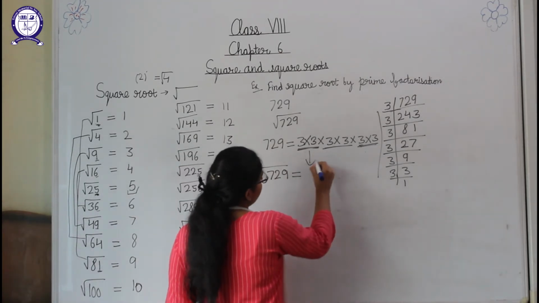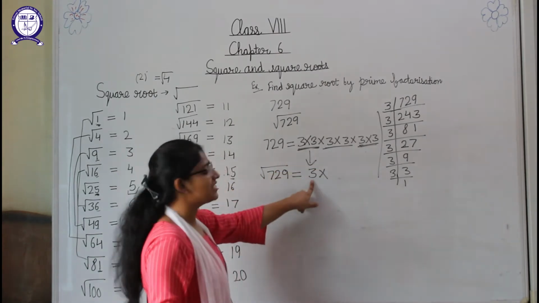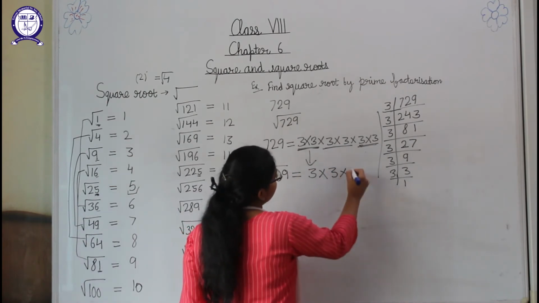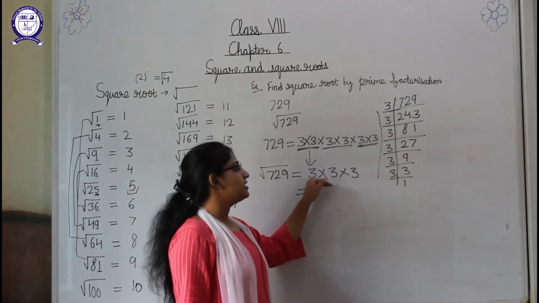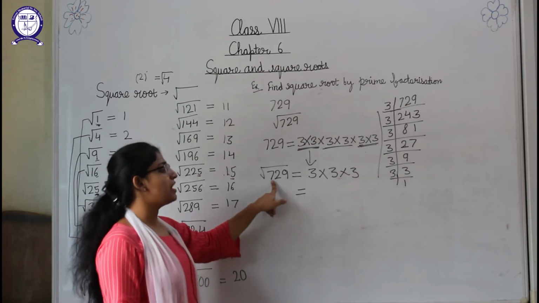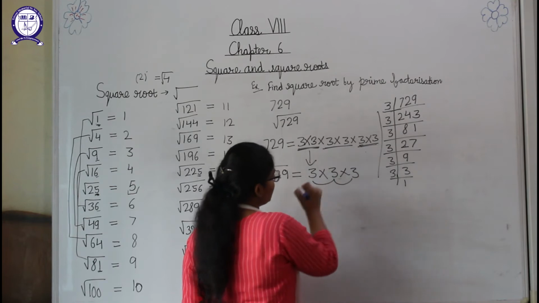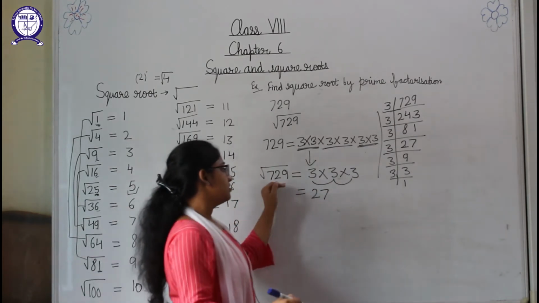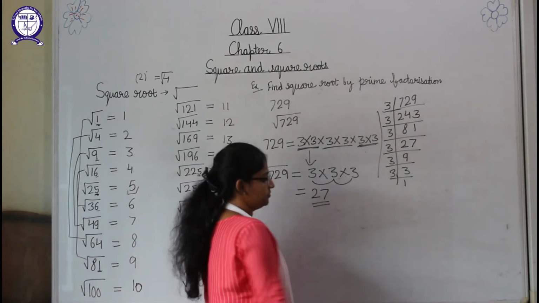Okay, so we will write down each pair one time, means 3 into 3 we will write 3 here. Similarly 3 into 3 we will write 3, and 3 into 3 we will write 3. Now when we solve this, the multiplication of 3 into 3 into 3 will be the square root of 729. So 3 3s is 9 and 9 3s is 27. It means the square root of 729 is 27.